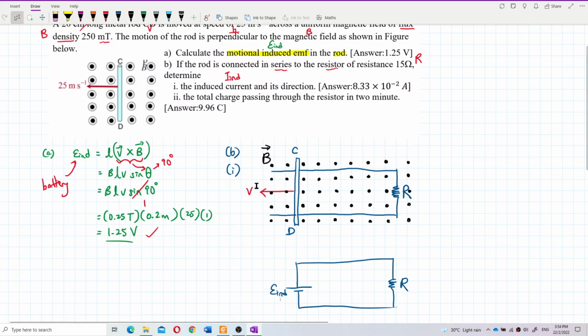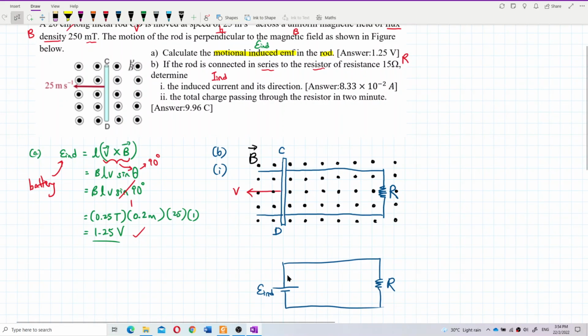Because this CD has become like a battery, since it got induced EMF, that means it becomes like a battery. So it got induced current, with a positive and a negative. So in the circuit now it has current. Understand? When you have induced EMF, you must have induced current.